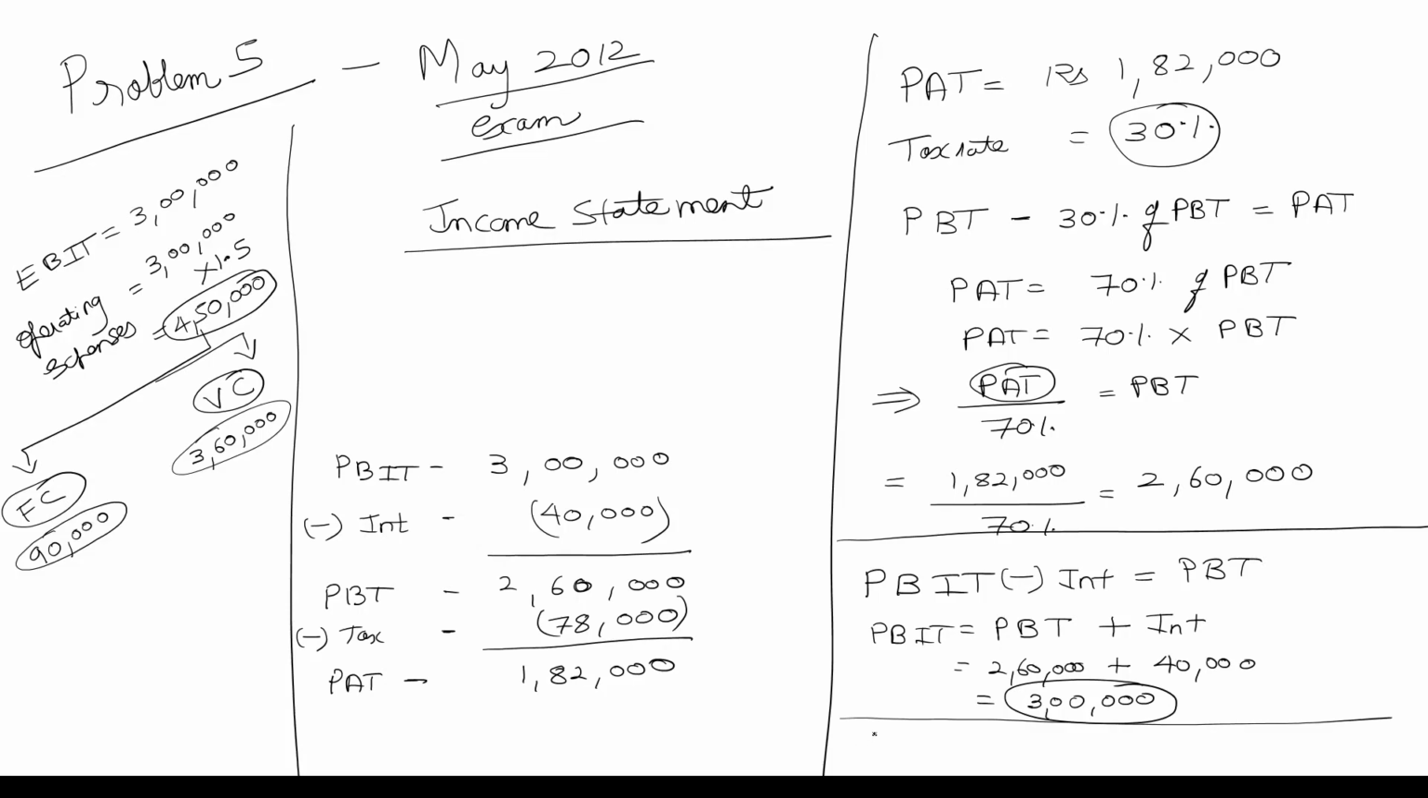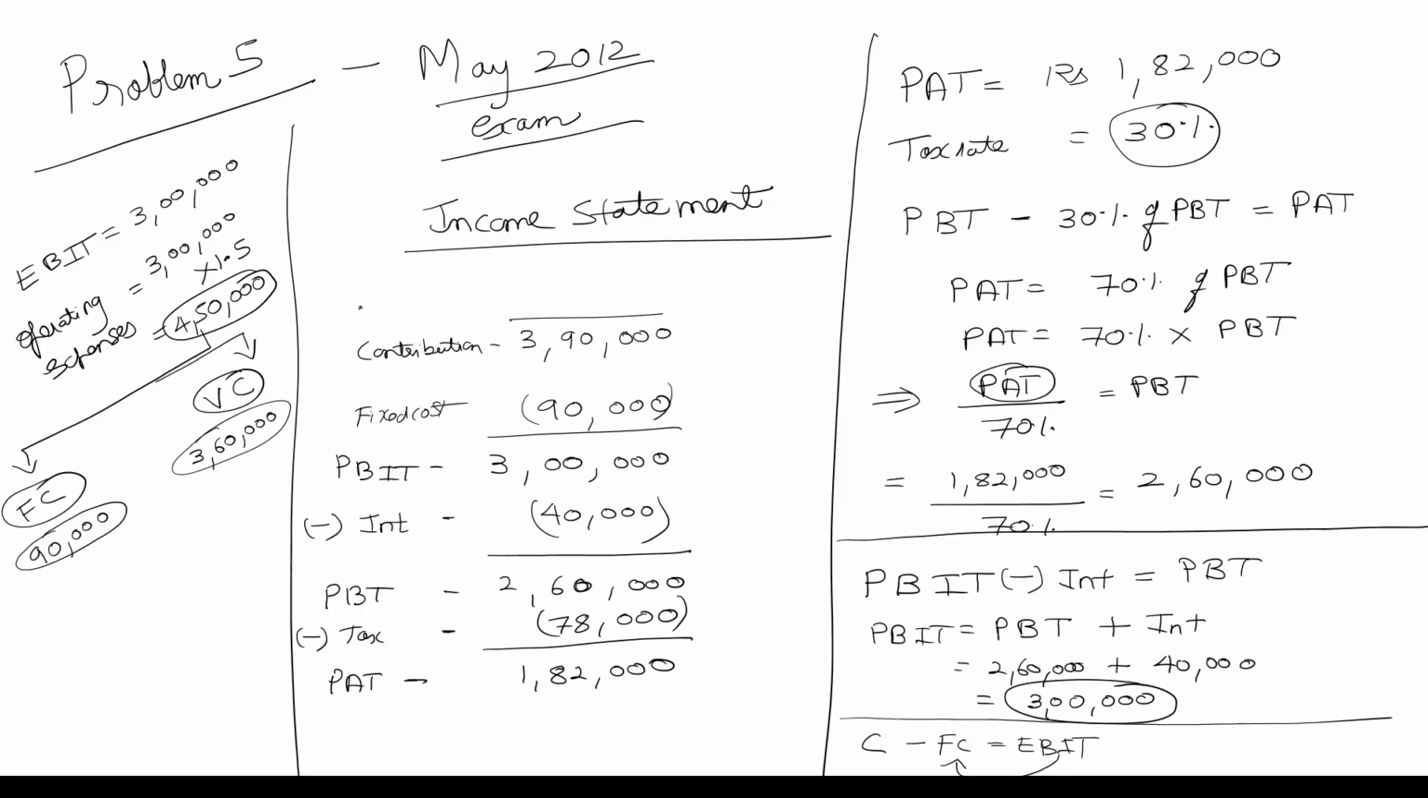So contribution minus fixed cost gives us EBIT. So if I know my EBIT and to that I add the fixed cost, I'll get contribution. So fixed cost is 90,000. This would mean my contribution would have been 3,90,000. Contribution would have been 3,90,000, and from that, if I subtract 90,000, I would get my PBIT.